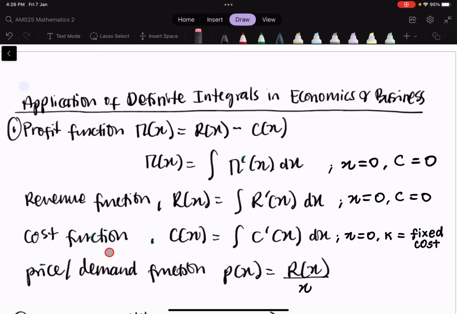To find the cost function, we can integrate the marginal cost function, but when no quantity is produced, we still have to pay the fixed cost. The fixed cost is either given or we need to find it. To find the price or demand function, we can divide the revenue function by X.